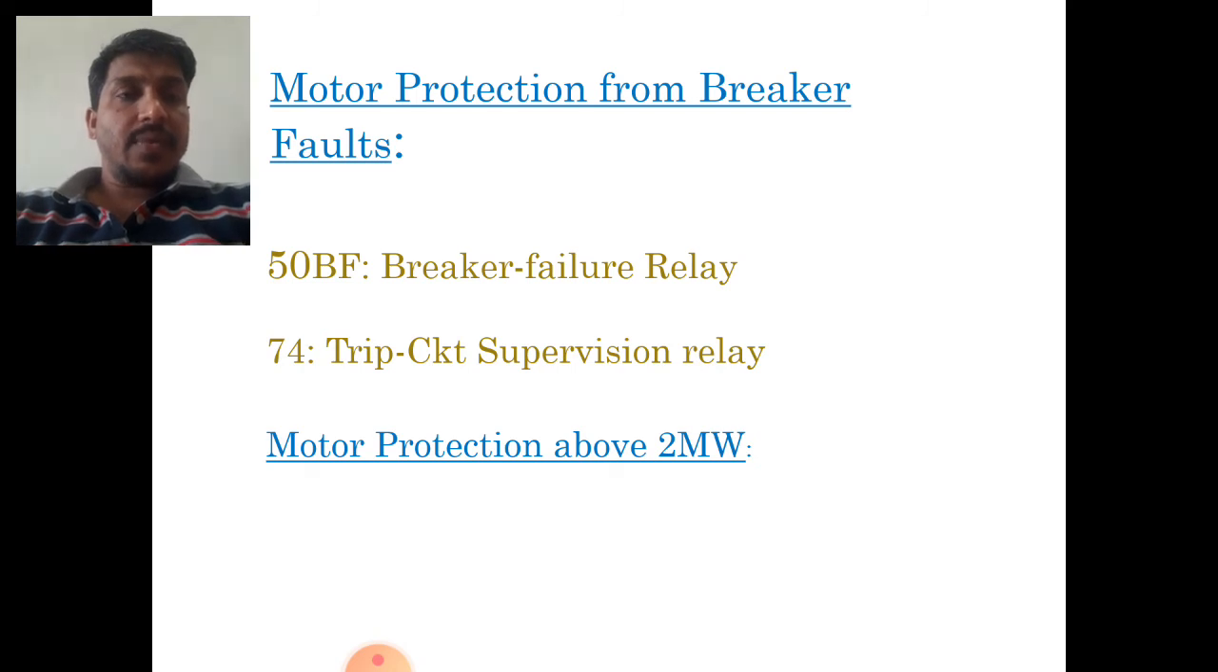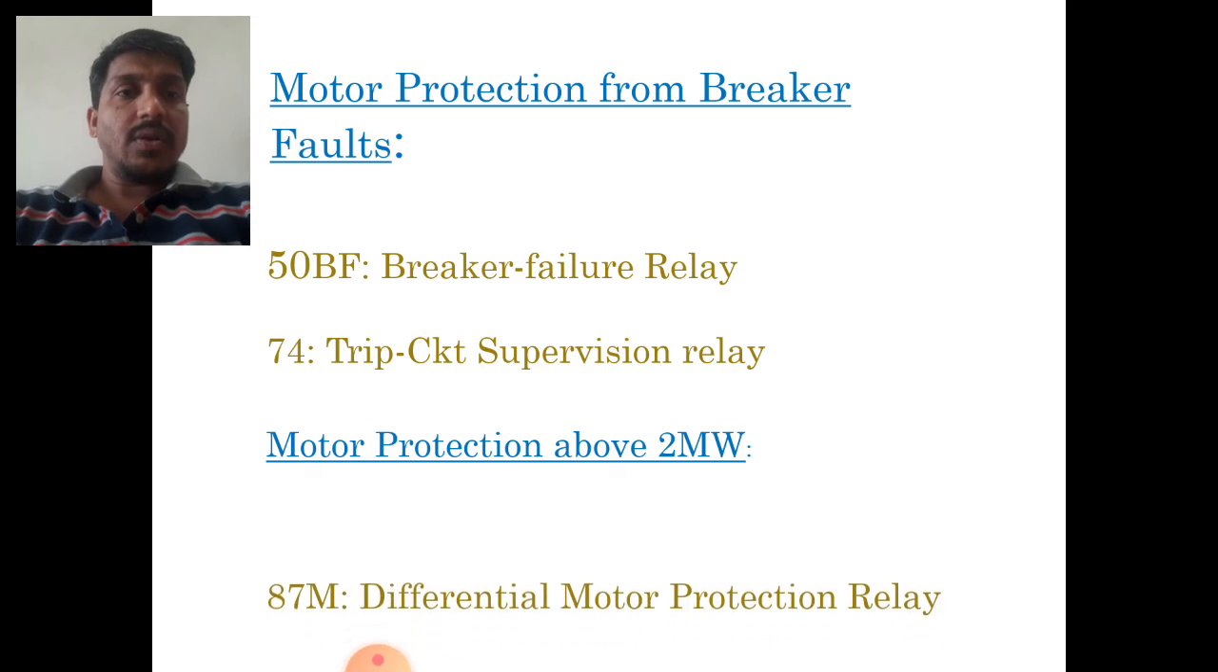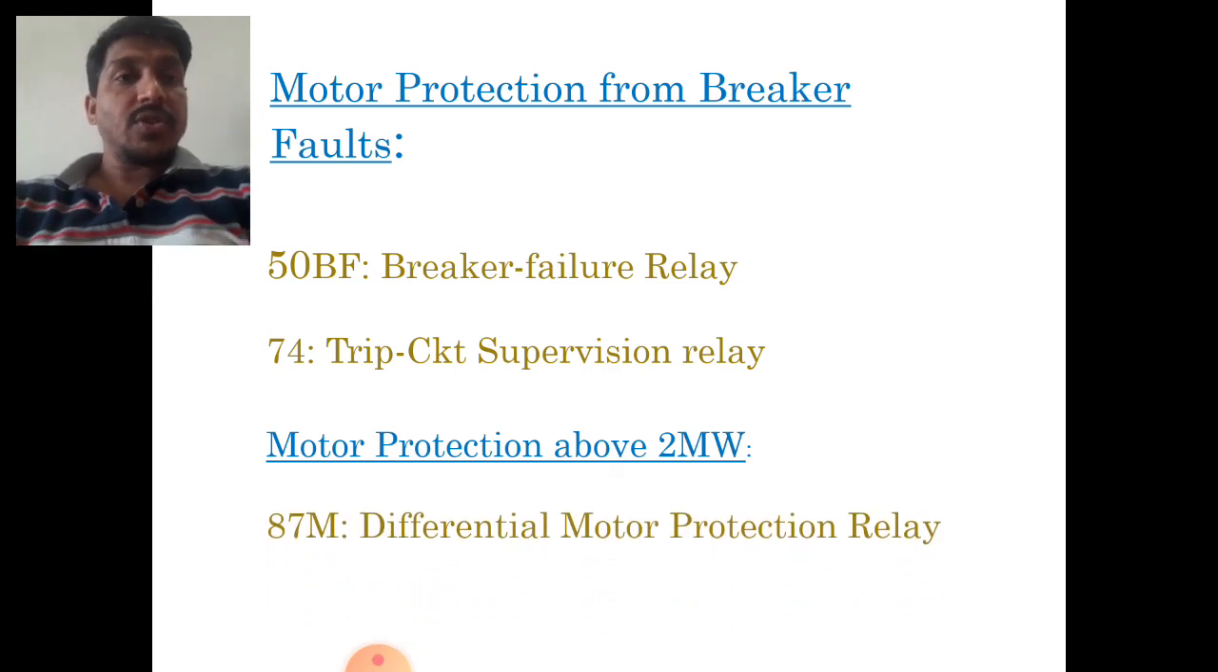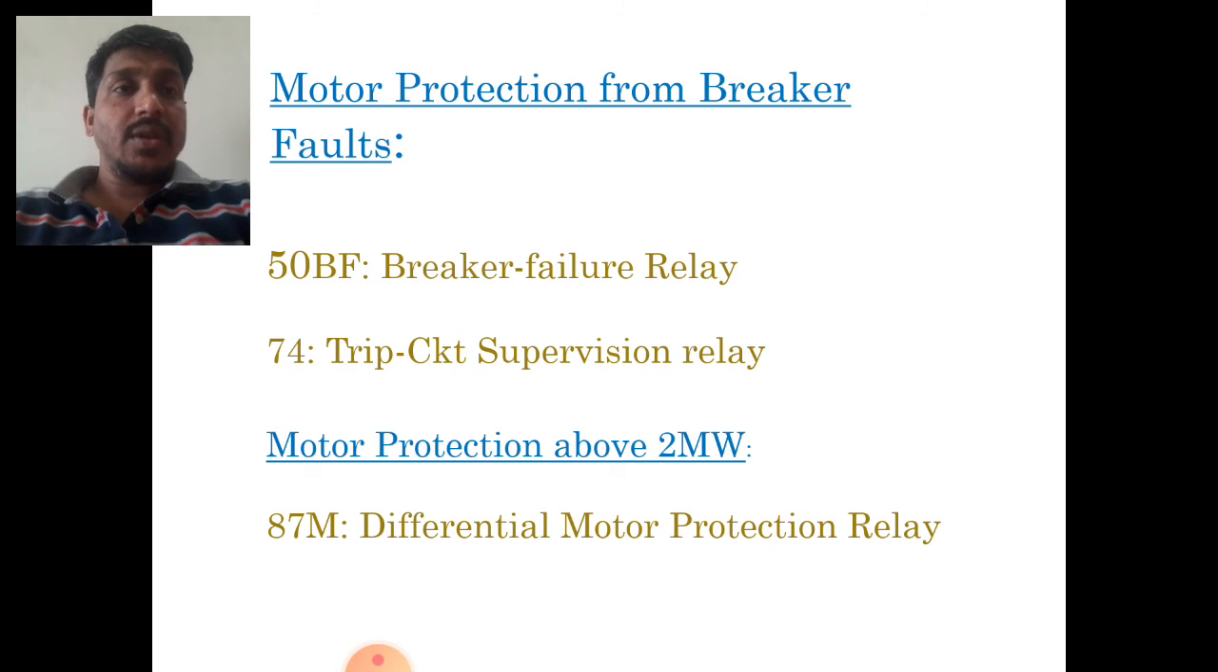And one more relay I have added. Let's say if your motor is about 2 megawatt, normally we use a differential motor protection relay. Okay. Same as in a transformer, when you use about 2 megawatt, you use a differential transformer protection relay. Same in motor, it is 87M. It is the differential motor protection relay. Okay. So these are a few relays for motor protection.